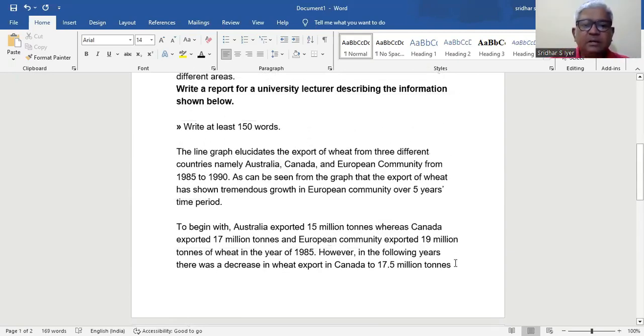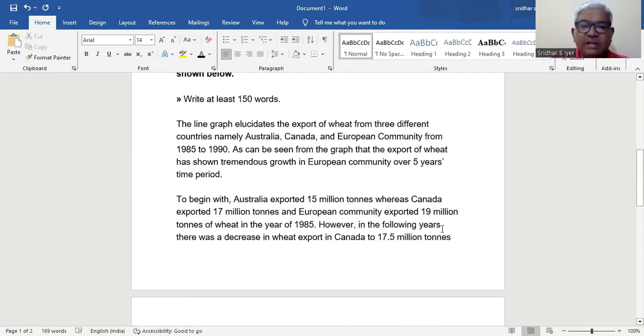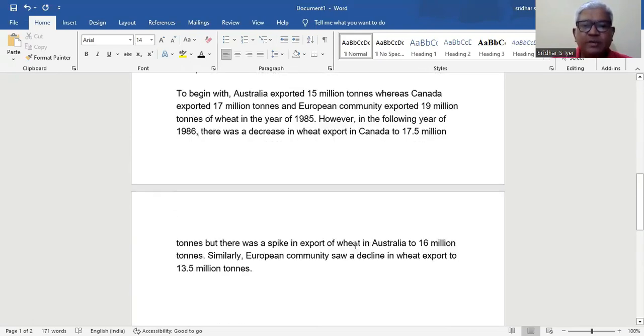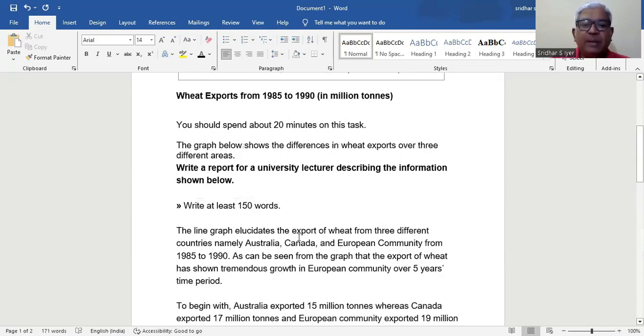So I'm saying here, in the following year of 1986, there was a decrease in wheat export in Canada to 17 million, and there was a spike in export of wheat in Australia to 16 million tons. Similarly, European community saw a decline in wheat export to 13.5 million tons.